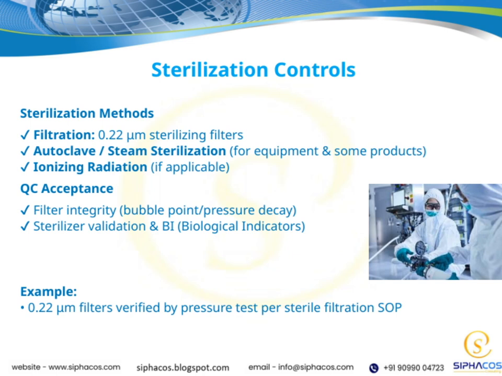Another method is autoclaving, also known as steam sterilization, which is typically used for sterilizing equipment and some heat-resistant products. It's a reliable, widely used process that employs high-pressure saturated steam to achieve sterilization. We also sometimes use ionizing radiation, depending on the material and product. This method can be very effective for sterilizing certain pharmaceuticals and medical devices, especially when other methods aren't feasible.